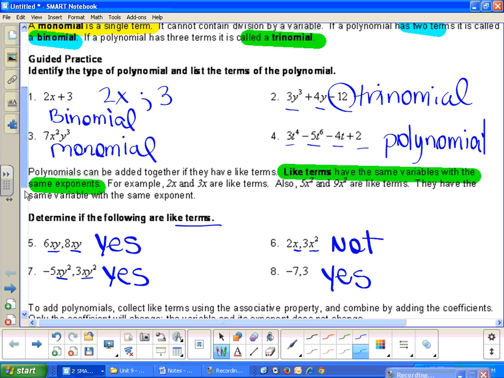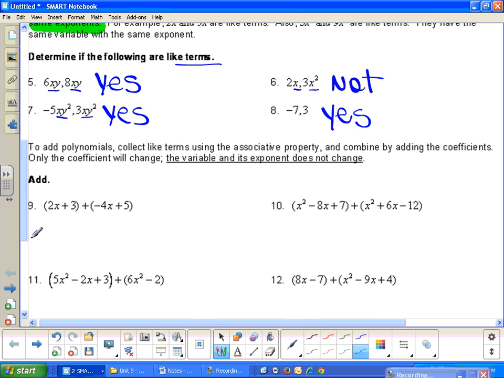Okay, we're going to add polynomials. We're going to collect the like terms using the properties. Like I said, we've done this before. We usually didn't call it addition and subtraction of polynomials, so we're going to set them up a little bit differently. Even though this is like here, notice that we have like terms, 2x and negative 4x. There's nothing in front of these parentheses except the 1. So we can think about this as simply 2x plus 3 plus negative 4x plus 5.